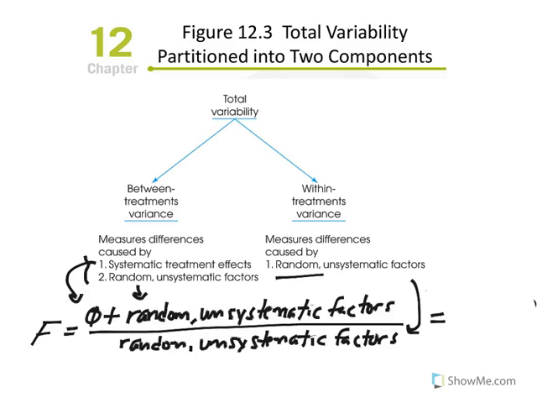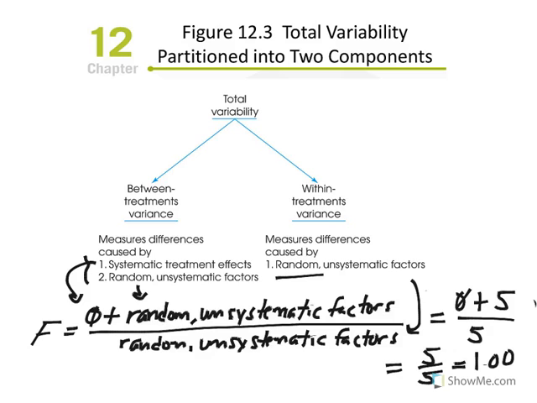So let's just make up numbers. We'll learn how to compute all of these different variables in a subsequent video, but for now, just focusing on the basics, if there is 0 treatment effect, and let's say numerically speaking, the random unsystematic factors was equal to 5, that would be represented in the denominator as well. So 0 plus 5 is equal to 5, divided by 5, and we get an F ratio equal to 1.